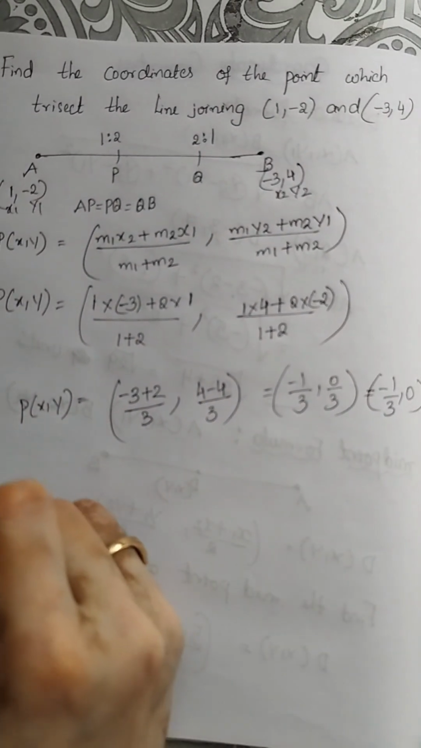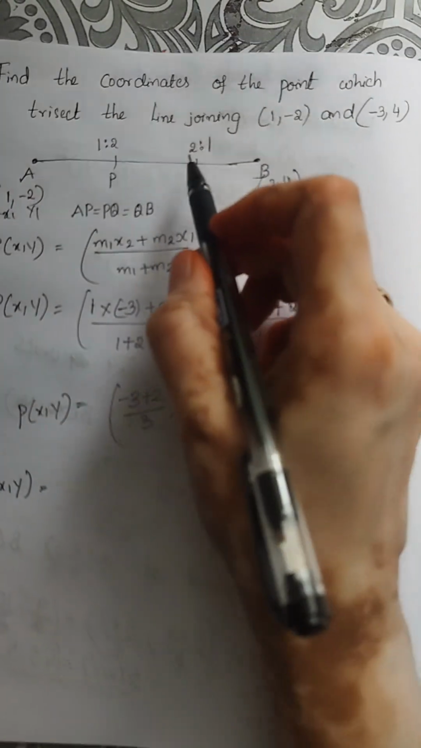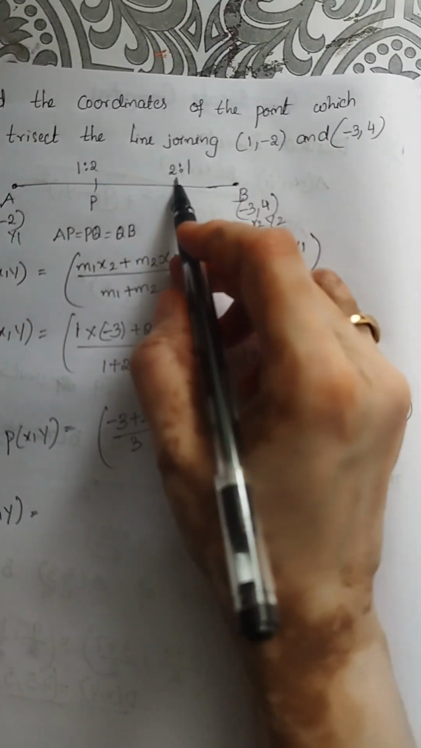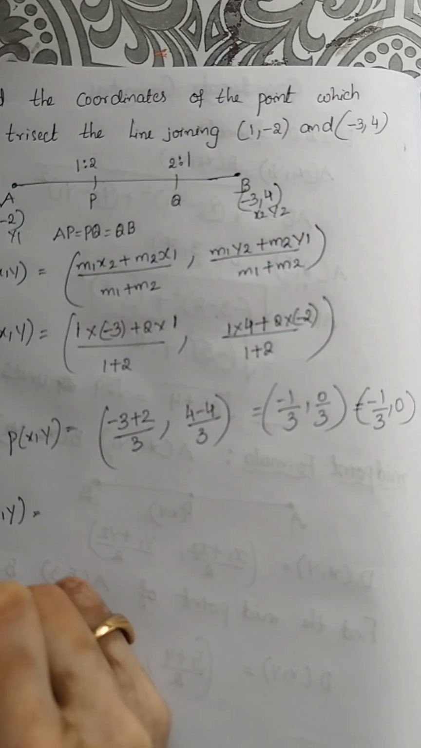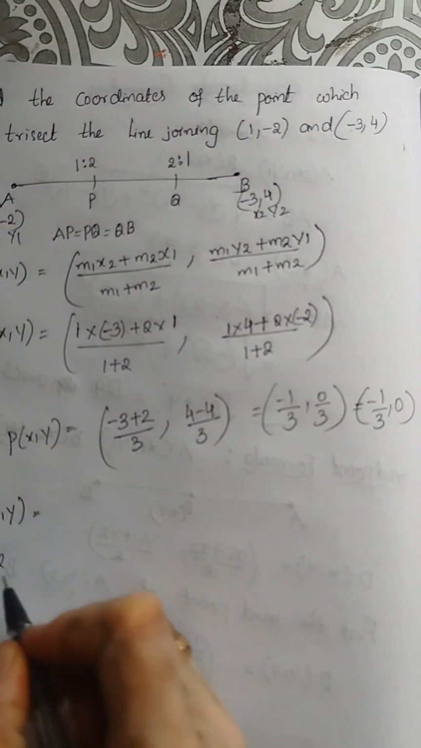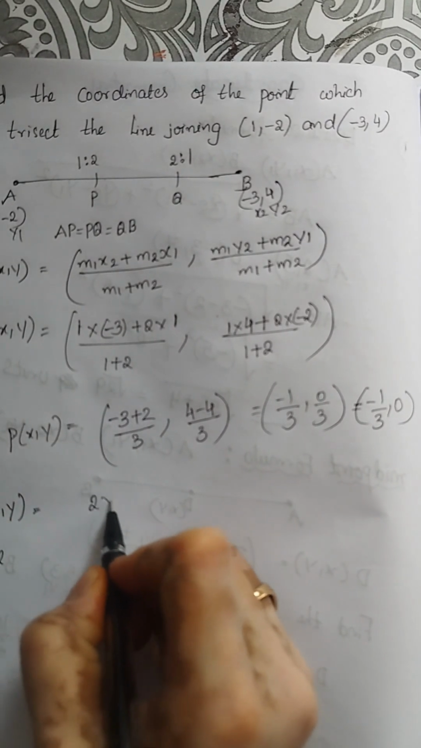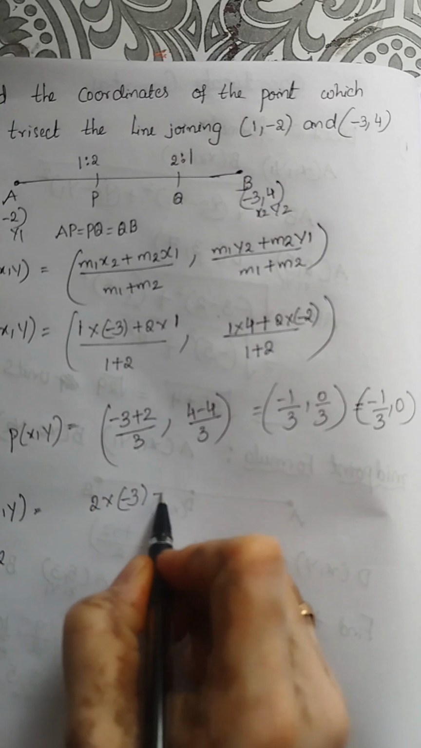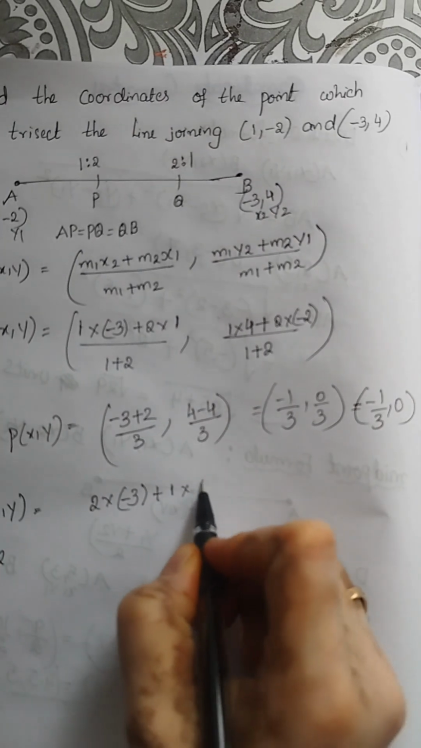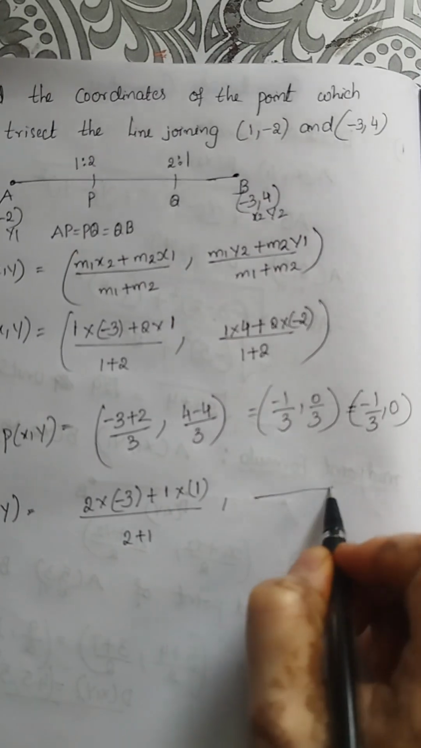Next, Q (x, y) I am finding. So this ratio is 2:1. M1:M2 means 2:1 ratio. So directly I am substituting: M1 into x2 is minus 3 plus M2 into x1 is 1, by M1 plus M2, 2 plus 1. Okay, here also 2 plus 1.